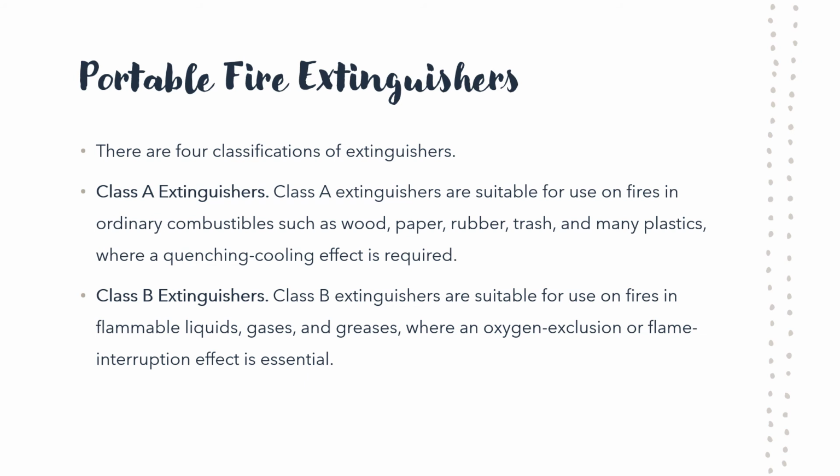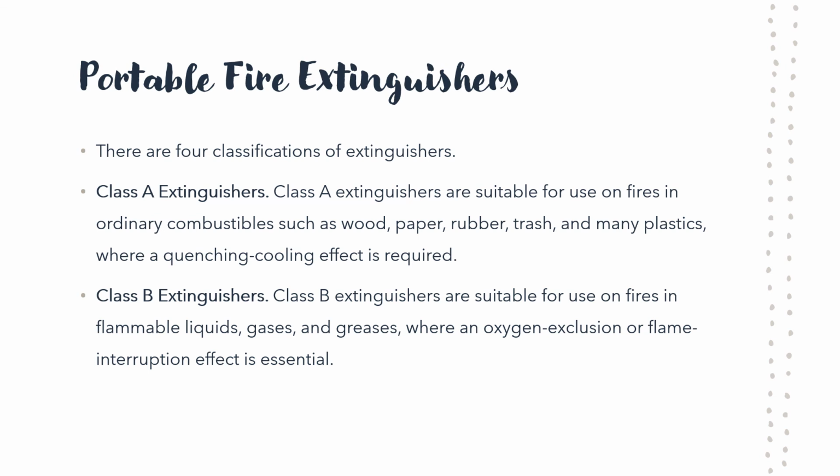Portable fire extinguishers can also be a means to suppress fire. There are four classifications of these extinguishers. Class A is suitable for extinguishing Class A fires, which are caused by ordinary combustibles such as wood, paper, rubber, trash, and plastics, and where a quenching cooling effect is required.